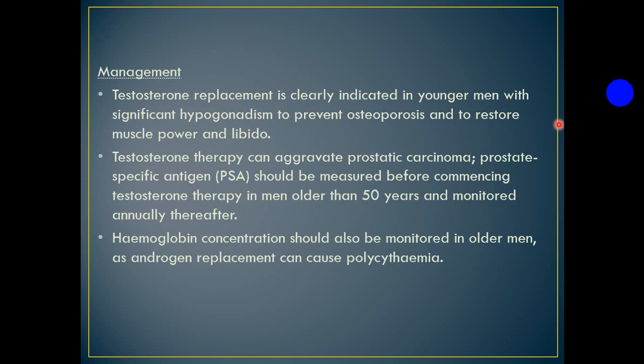Testosterone therapy in adults should not be started until the possibility of prostatic carcinoma is excluded. So before starting, we need to measure prostatic specific antigen in men older than 50 and monitor it annually. This is problem number 1. Problem number 2: hemoglobin concentration needs to be checked periodically, because androgen or testosterone has a positive effect on erythropoietin secretion, and increased erythropoietin will cause increased production of RBC by the bone marrow, resulting in polycythemia.